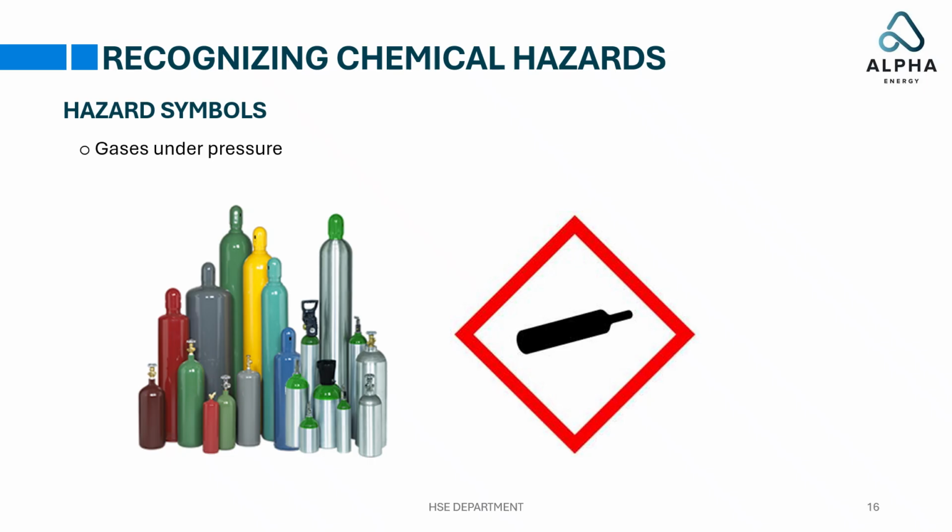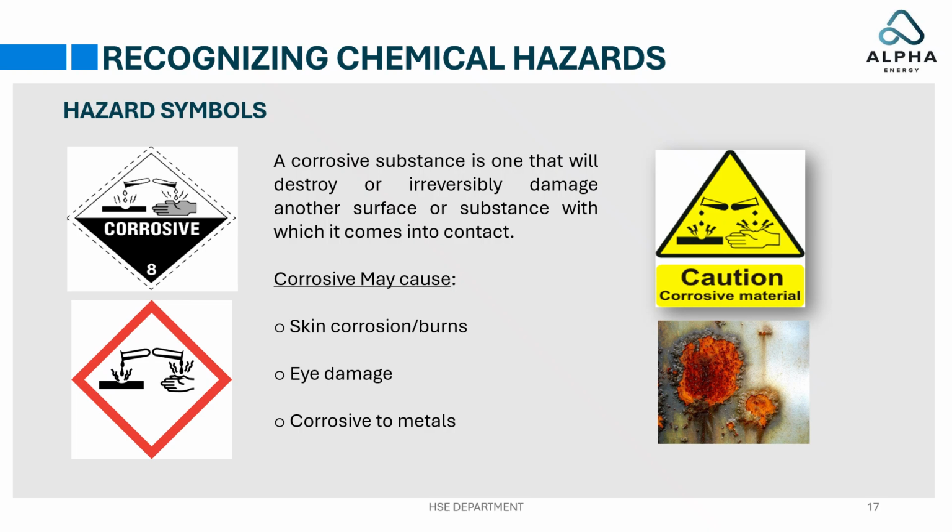This symbol serves as a clear and immediate visual cue to indicate the presence of high-pressure gases, which pose risks such as explosion, rapid release of gas, or asphyxiation. The following hazard symbol is associated with a corrosive substance, one that will destroy or irreversibly damage another surface or substance with which it comes into contact.